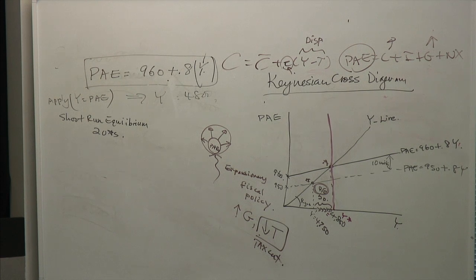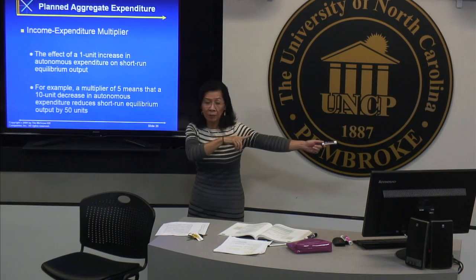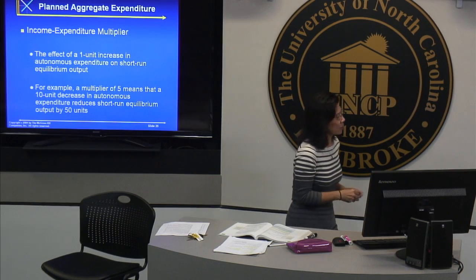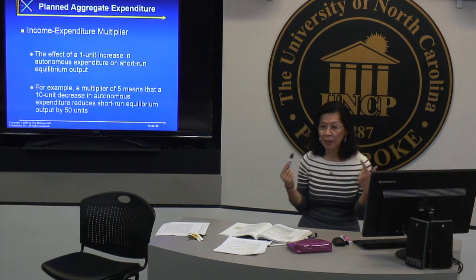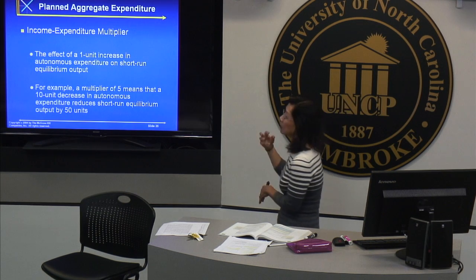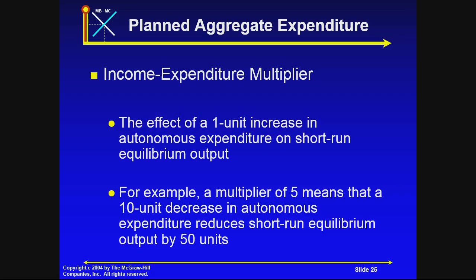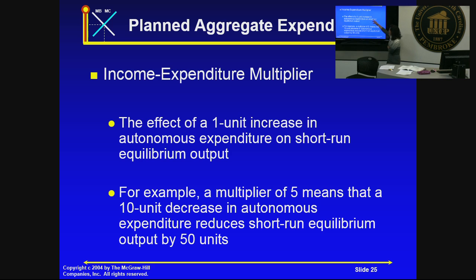So let's talk about this income expenditure multiplier. Sometimes you hear the term income multiplier, sometimes the term expenditure multiplier. This is the effect of a 1 unit increase in autonomous expenditure, C bar, that is your I sub P, your NX, your G, on short-run equilibrium output.